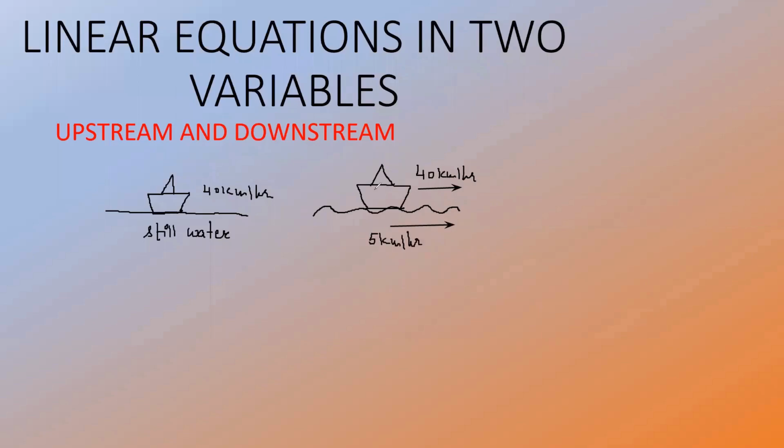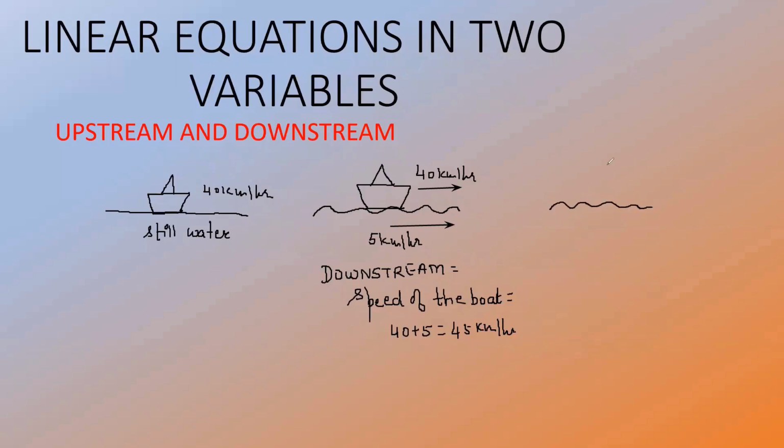Then what is the resultant speed of the boat? The boat speed will be increased. So that is called downstream. When the boat and the stream are in the same direction, the speed of the boat will be 40 plus 5, 45 km per hour. Right? At the same time, when the boat and the stream are in opposite directions, the boat is going in this direction at 40 km per hour, whereas the stream is going in the opposite direction at 5 km per hour. Now the boat speed will definitely reduce.